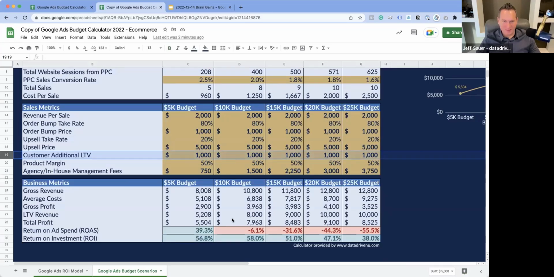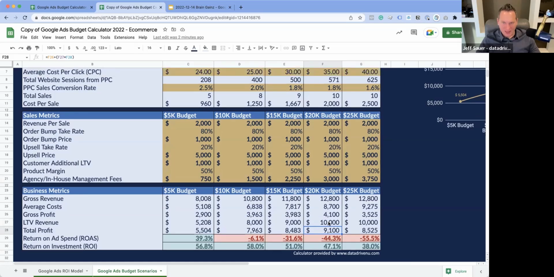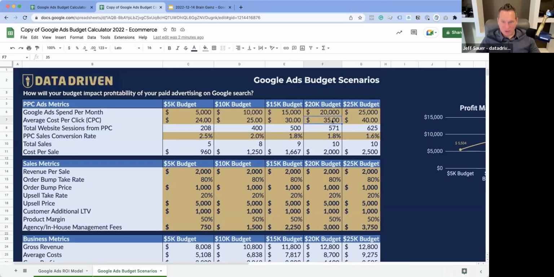And then the other thing I'll mention is that the total profit, notice how the percentages and total profit don't always match up. So this is a lower percentage, 51%, 47% is lower, but the total profit sweet spot is at the 20K budget with these numbers, even though at 20K, it costs more per click, the conversion rate goes down a little bit, and so on. Okay.